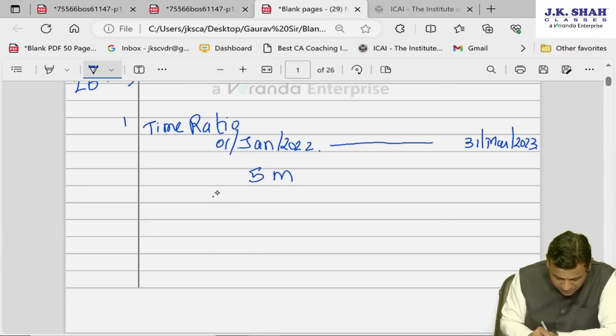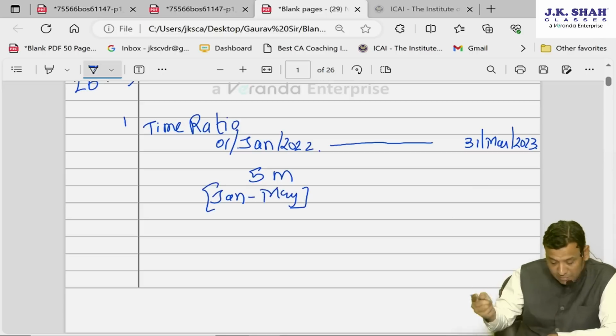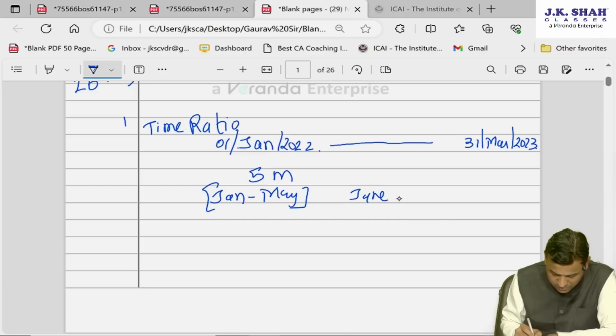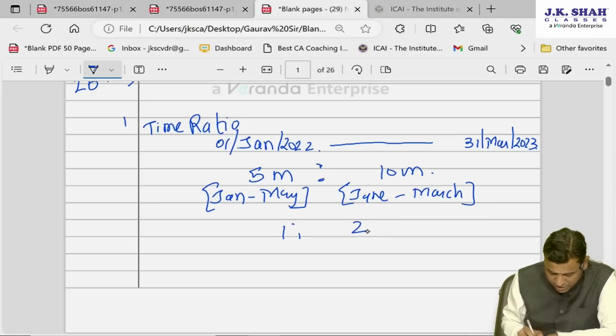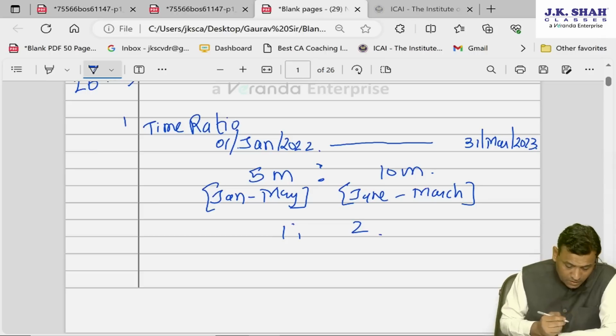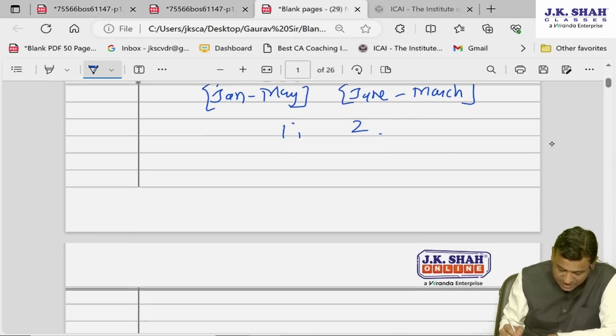Five months, January till May, that will be 5 months. And thereafter, June till March, that will be nothing but 10 months. So our time ratio is 5:10, or you can say 1:2. That is the time ratio. Now comes the sales ratio.